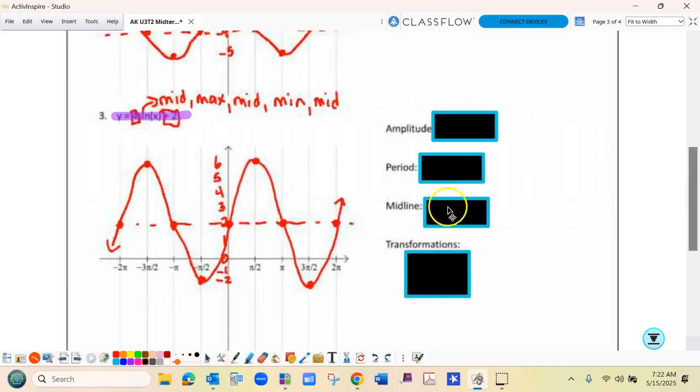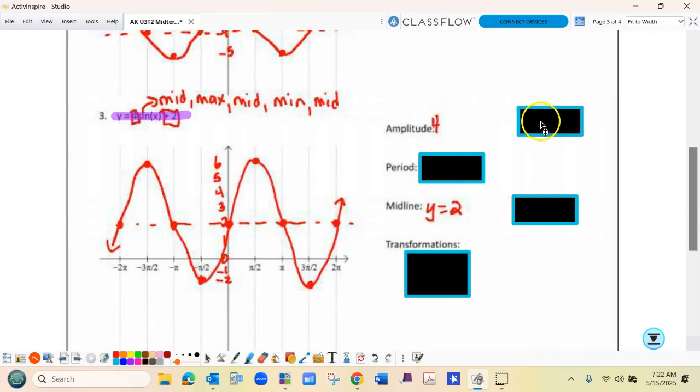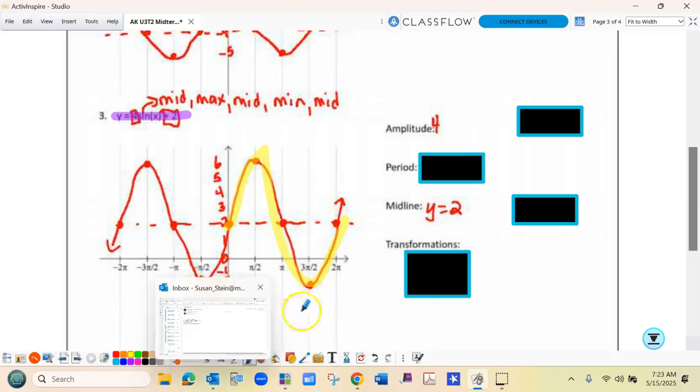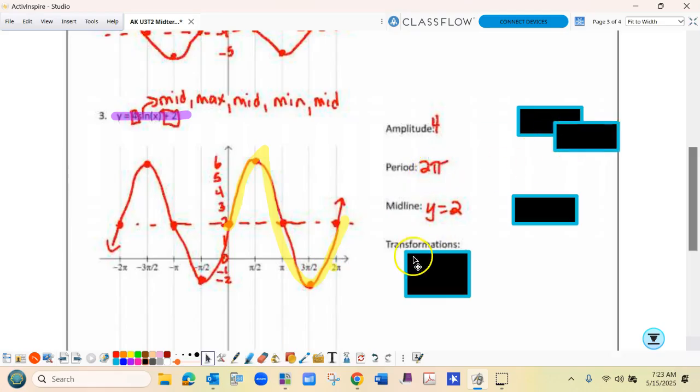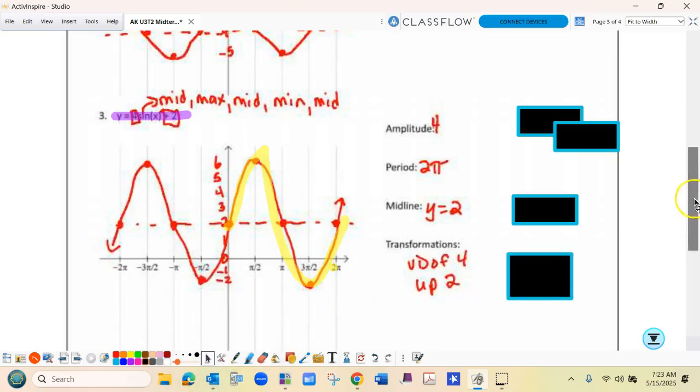Plus 2 is going to be our midline, so y equals 2. 4 is our amplitude. Period goes from the y-axis, in this case midline, past one midline to another midline. A sine curve that is right side up ends at 2 pi. That's going to be our period. Transformations look like a vertical stretch of 4 from the amplitude and a translation up 2.